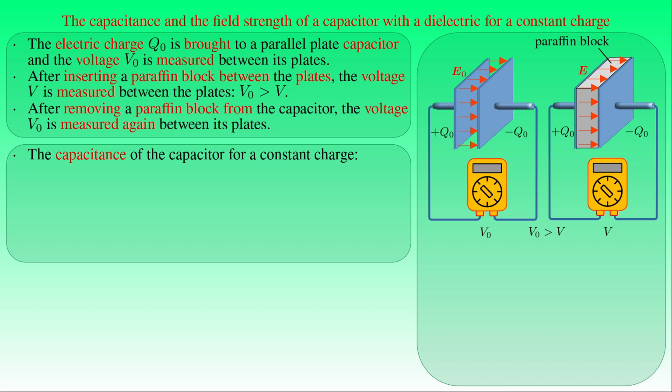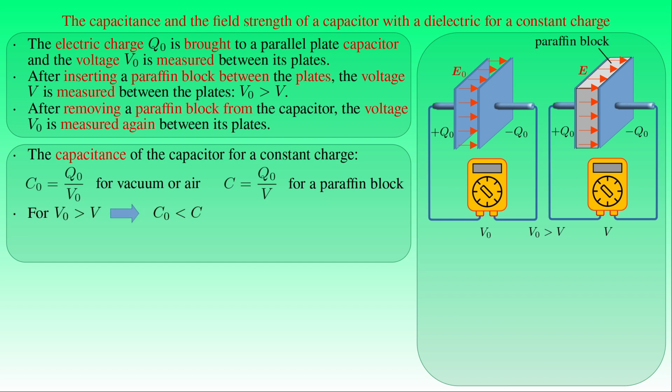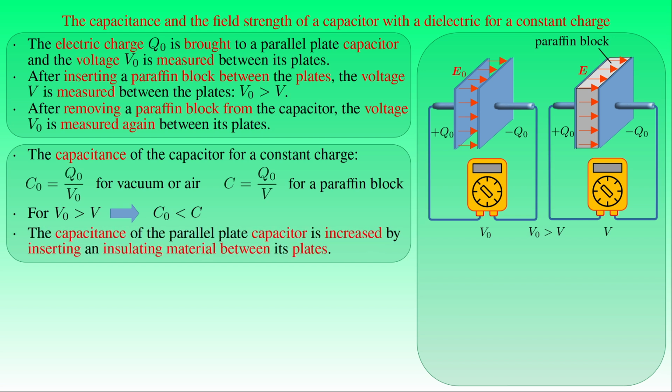In the case of a vacuum or air, the capacitance C0 of the parallel plate capacitor is equal to the ratio of the charge Q0 to the voltage V0. For the capacitor with a dielectric between its plates, the capacitance C is given by the ratio of the charge Q0 to the voltage V. Since the experiment shows that V0 is greater than V, we conclude from the comparison of the two equations that the capacitance C is greater than the capacitance C0, that is, the capacitance of the parallel plate capacitor is increased by inserting an insulating material between its plates.